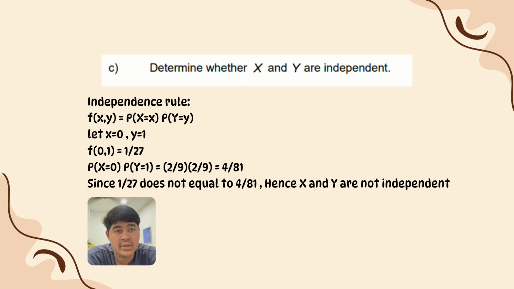For this question, we have to know the independence rule, which is f(x, y) equals P(X = x) times P(Y = y). So we have to insert the values of x and y. Let x equal 0 and y equal 1, as we know this from the question. The value of f(0, 1) is equal to 1 over 27. Now we have to find the value of P(X = 0) times P(Y = 1), and the answer will be 4 over 81. Since 1 over 27 does not equal 4 over 81, hence x and y are not independent, and that will be the final answer.